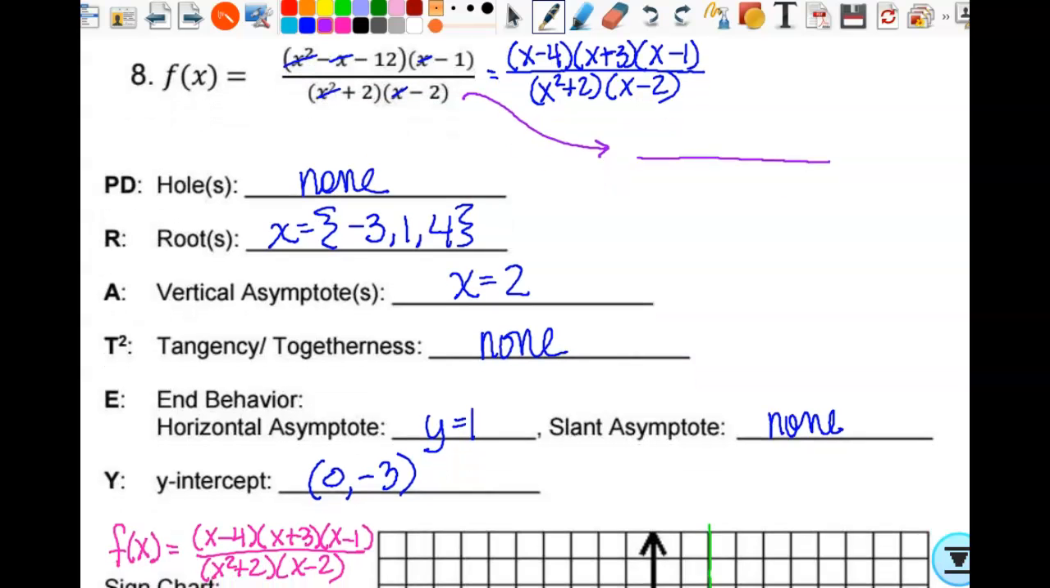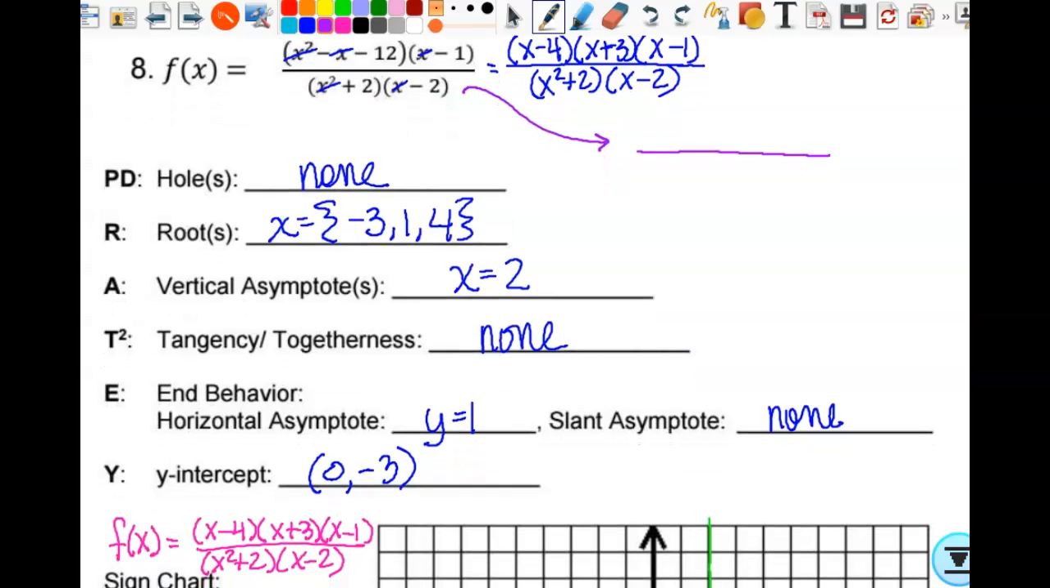All right, so in order to do that, I'm going to start by distributing the x squared. So x squared times x is x cubed. X squared times a negative 1 is a negative x squared. And I distribute the negative x. Negative x times x is negative x squared. Negative x times negative 1 is a positive x. Negative 12 times x is a negative 12x. Negative 12 times 1 is a positive 12. All right, so that's my numerator.